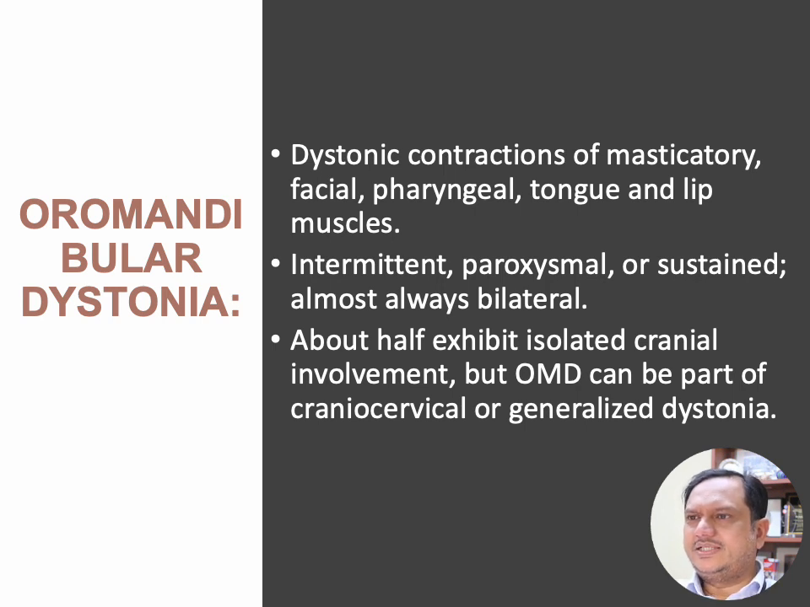Oromandibular dystonia is dystonic contractions of the masticatory muscles, facial muscles, pharyngeal, tongue, and lip muscles in various combinations. That also divides it into various subtypes. The dystonic contractions are intermittent, paroxysmal, and they're sustained briefly. They can wax and wane. They're almost always bilateral, but there could be asymmetry of involvement. About half of the patients will exhibit isolated cranial involvement, but oromandibular dystonia can be part of a generalized dystonia or a craniocervical or segmental dystonia.